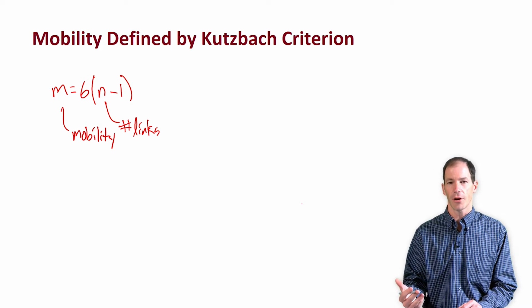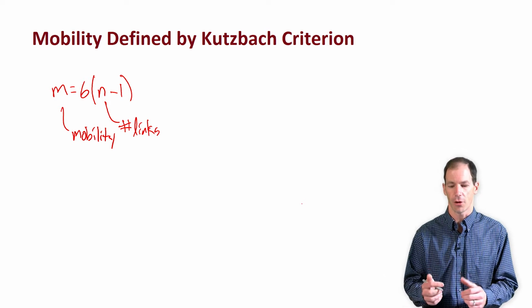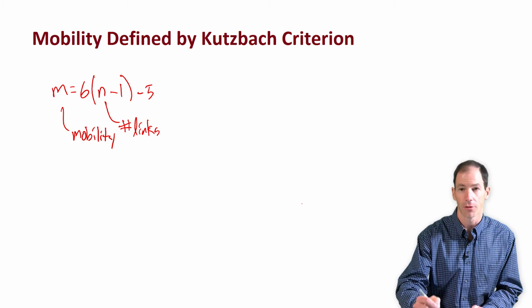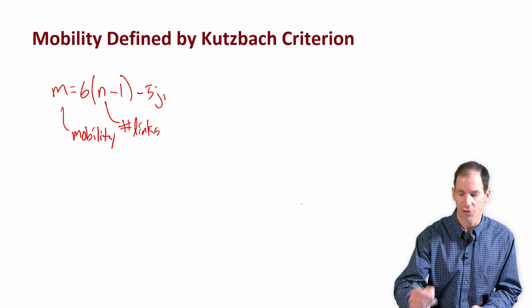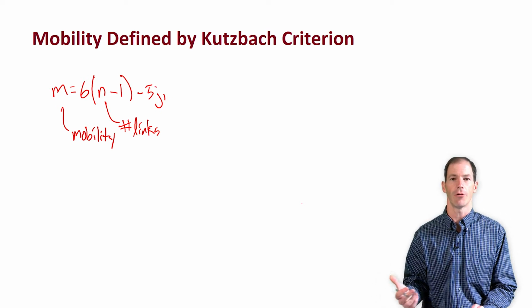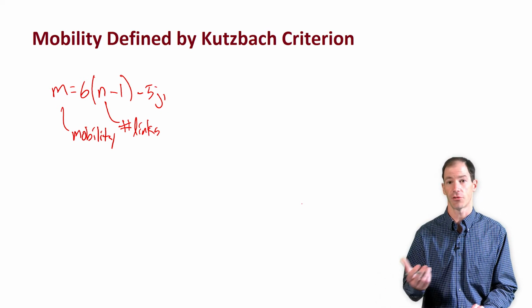Now we're going to subtract off the mobility that is removed by each one of the joint types. So how we start with this is I'm going to subtract off 5 degrees of freedom for every J1 joint. And a J1 joint is a joint that allows 1 degree of freedom. So that would be the revolute joint, the prismatic joint, the screw joint.